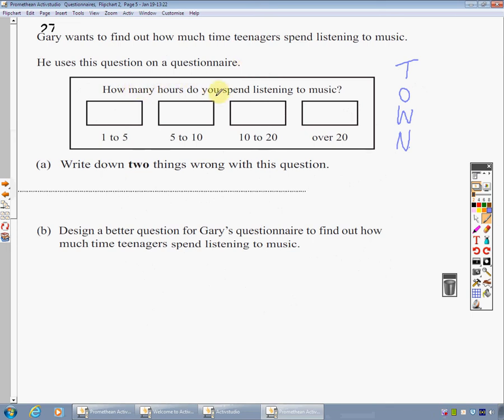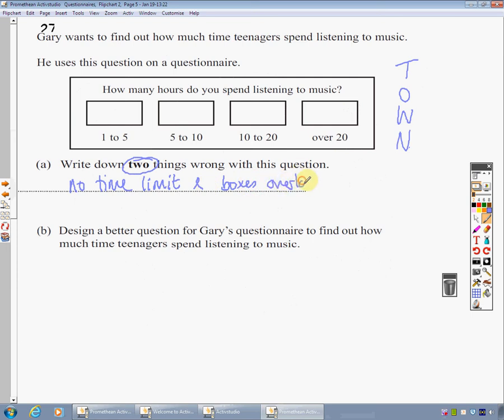This really should be old hat now, which is why I like it so much as an exam question, because every single year it's exactly the same. There's no time limit. And of course the boxes overlap. There we go. Now, design a better question for Gary's questionnaire to find out how much time teenagers spend listening to music.